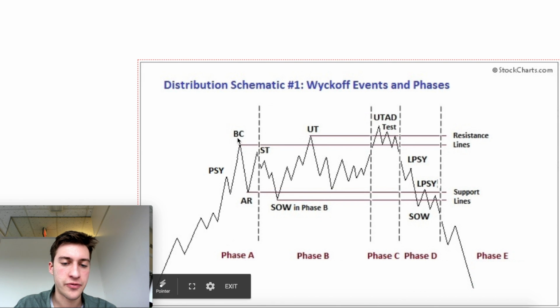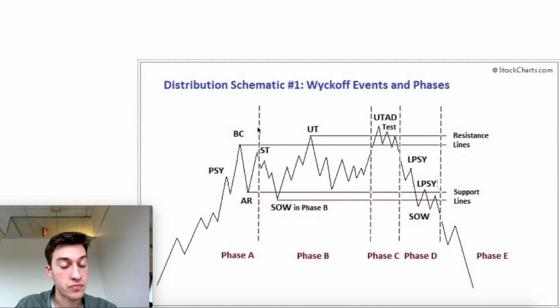If you see this type of formation and you see the automatic rally and this all looks fine, but you see that the secondary test moves well above the BC, the buying climax, that could just be market shakeout, and price just continues to go higher. And you might not get distribution. So that's one thing that you want to look out for when you're noticing these Wyckoff patterns.